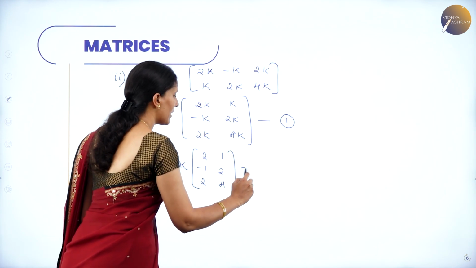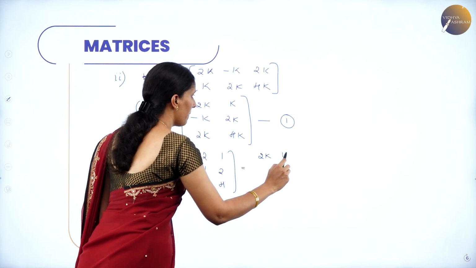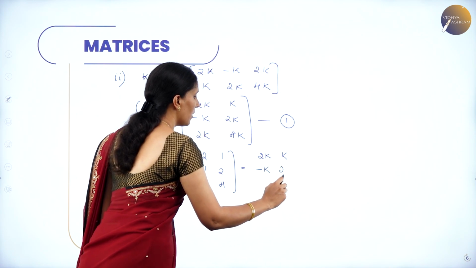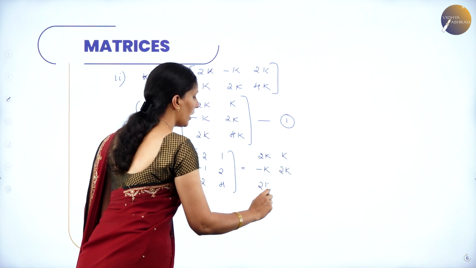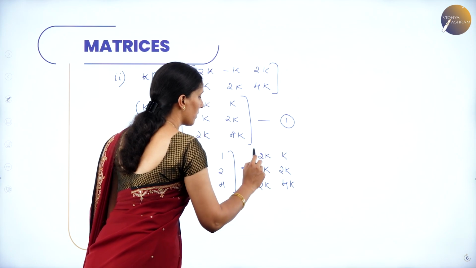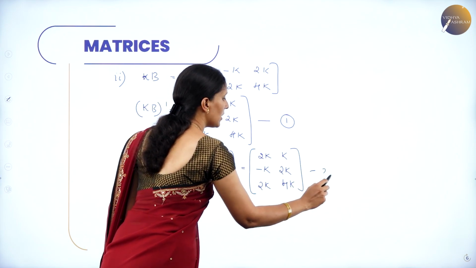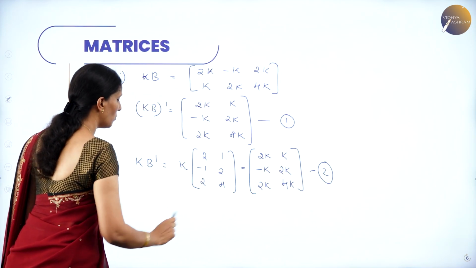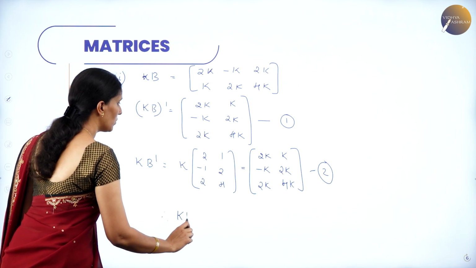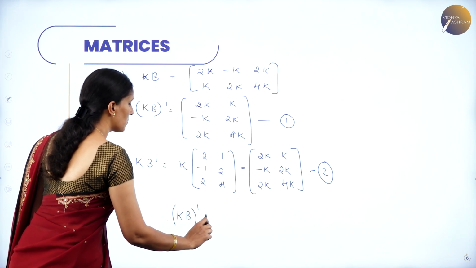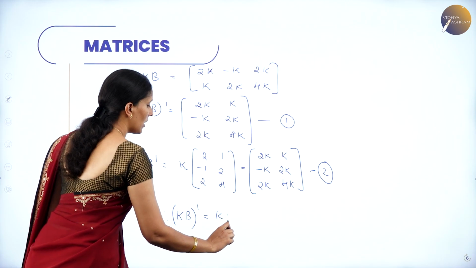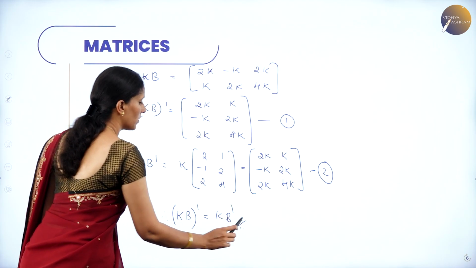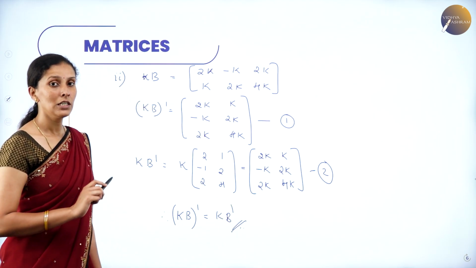Now let's multiply K here. This becomes 2K, K, minus K, 2K, 2K, 4K. So take this as equation 2. Observe 1 and 2. So what can we conclude? The transpose of KB is nothing but K into B transpose. So hence we have proved the result.